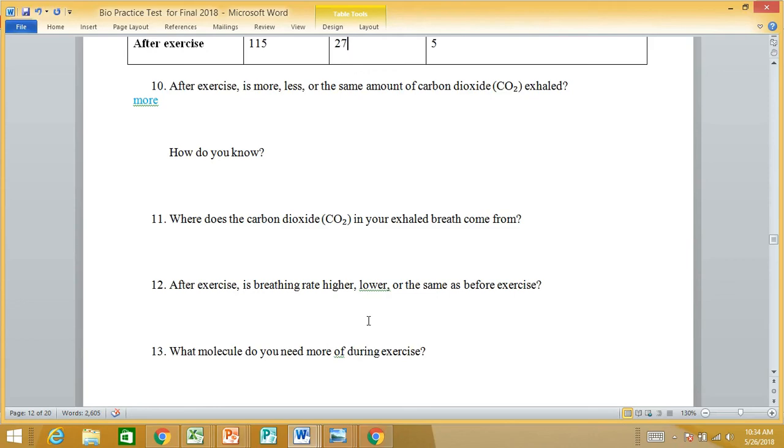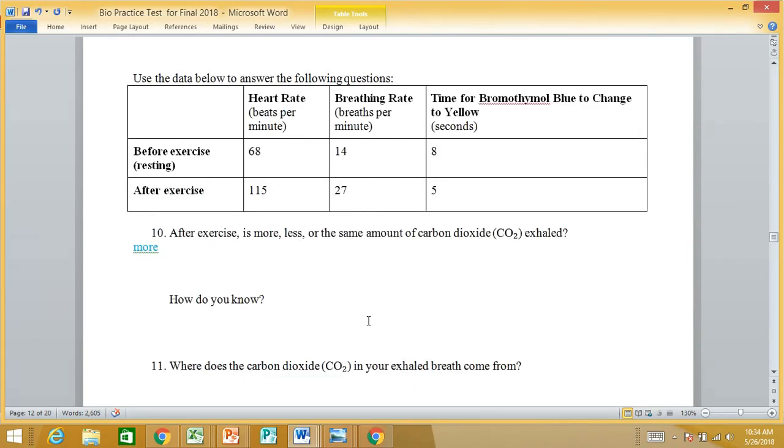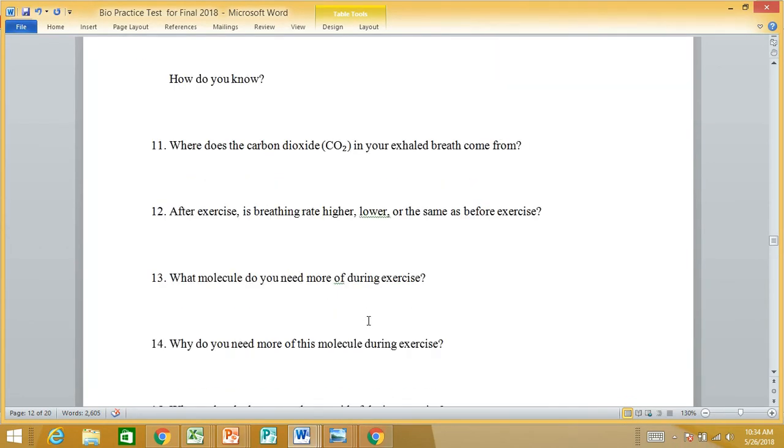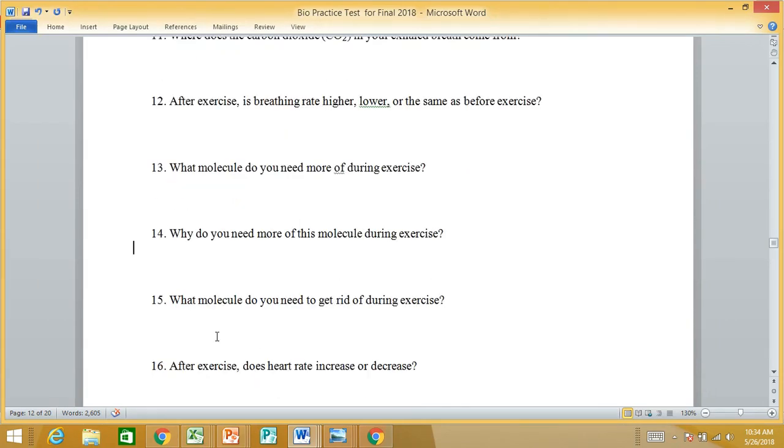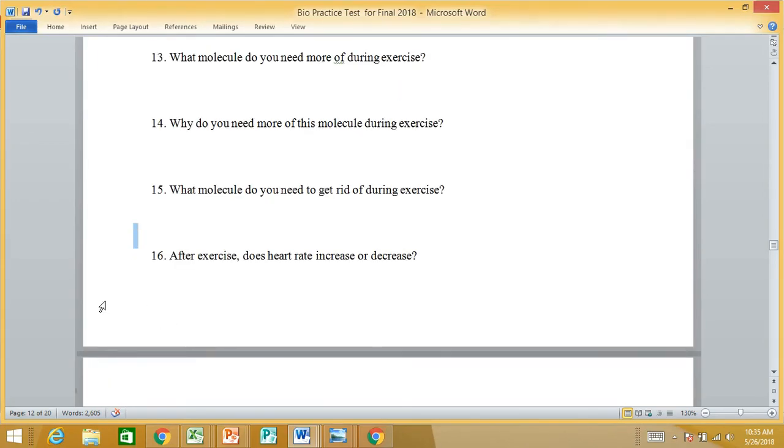Which molecule do you need more of during exercise? Well, during exercise, you definitely need more oxygen, right? So you're breathing in more oxygen, and why do you need more oxygen? So that you can conduct cellular respiration in order to release energy and continue working out and moving your body. What molecule do you need to get rid of during exercise? Carbon dioxide. After exercise, does your heart rate increase or decrease?